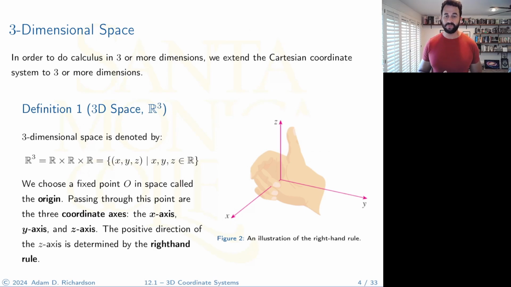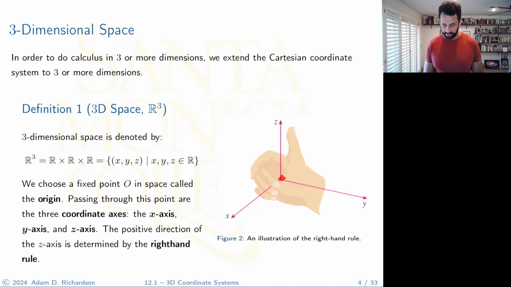So 3 dimensions is really not much different. If you want to do calculus in 3 dimensions, you've got to be able to describe 3-dimensional space in a rigorous, more cohesive way. So all we're going to do is extend the Cartesian coordinate system to 3 or more dimensions. Here's how we do it. 3-dimensional space is just denoted by R3. It's just R cross R cross R. It's basically taking the real line and crossing it with itself 3 times in an orthogonal, or perpendicular, way. R3 is just the set of all ordered triples, where each one of those coordinates is a real number. That's how we describe it.